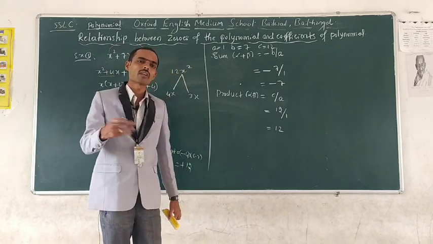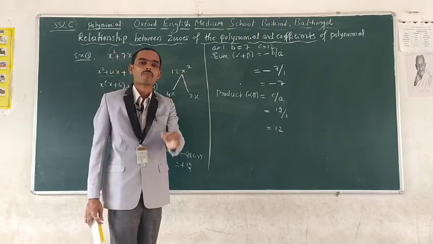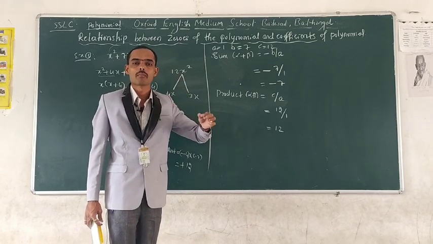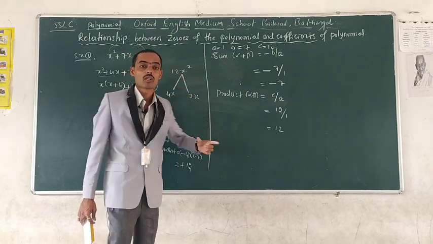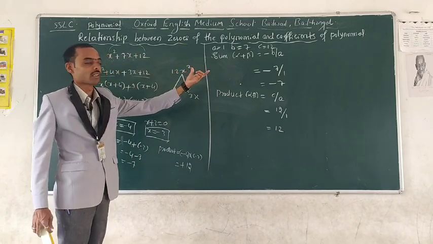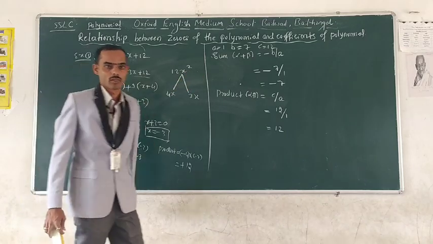You can take some more examples based on quadratic polynomials. Definitely they will ask quadratic polynomials only in the examinations. If you solve various types of examples, you will get knowledge about the relationship between zeros of the polynomial and coefficients of the polynomial. In the next class we will see the next concept. Okay, thank you.